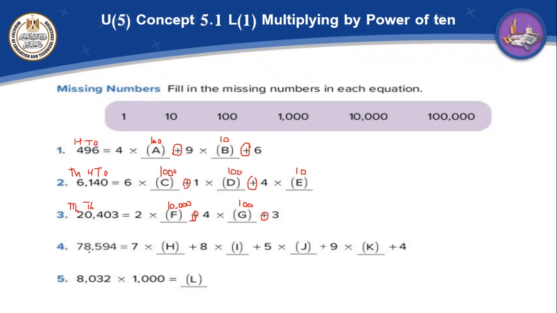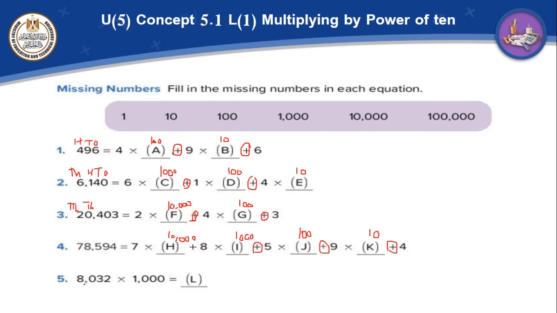Number 4, 78,594. So 7 by 10,000, plus 8 by 1,000 only, because 8 is at 1,000 with 7 at 10,000. So H is 10,000, okay, plus 8 by 1,000, so I equals 1,000. Plus 5 by G, equals 100, 5 by 100 equals 500. Plus 9 tens or 90, so 9 by K, 9 by 10 equals 90. Plus 4. If we add 4 plus 90 plus 500, you get 594. Plus 8,000 and 70,000, you get 78,000.